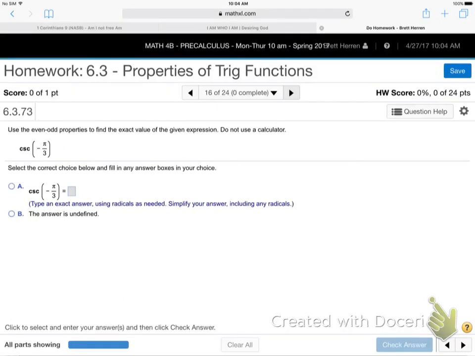Oh, wait a minute. Okay. So, see if it's working now. There it is. All right.